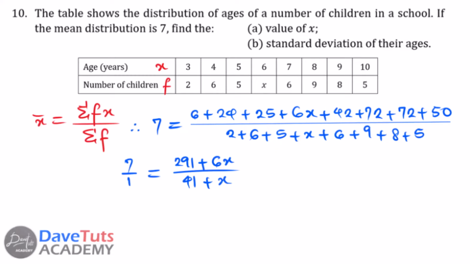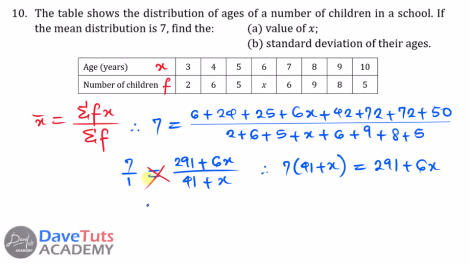So our work can be simplified if we just choose to cross multiply this particular expression, so that we have 7 multiplied by 41 plus x is equal to 291 plus 6x. Okay, so 7 times 41, that will be 281.